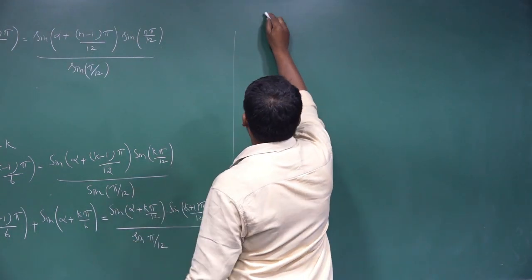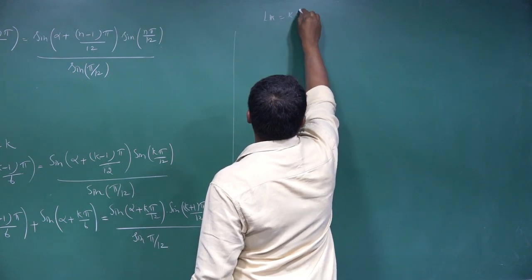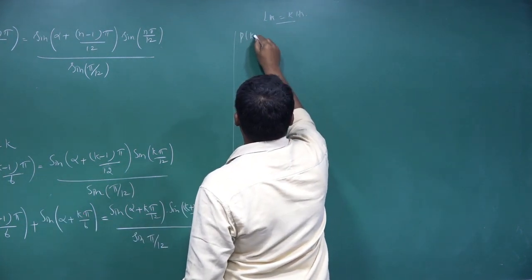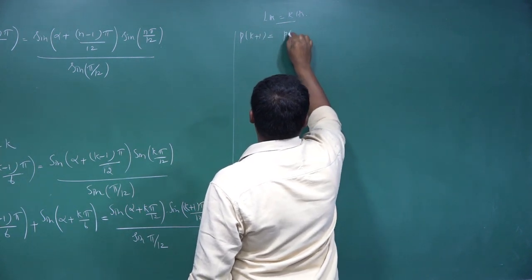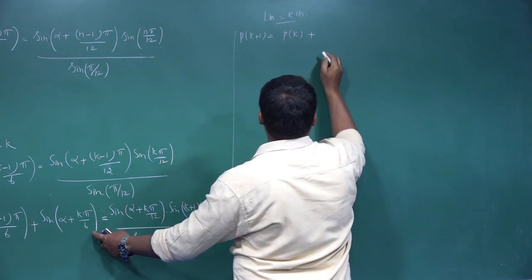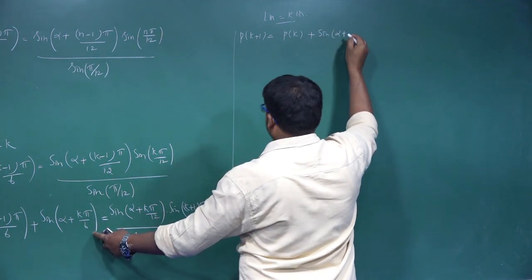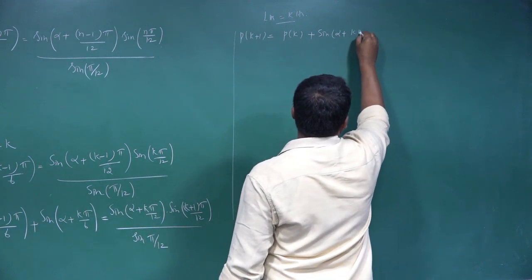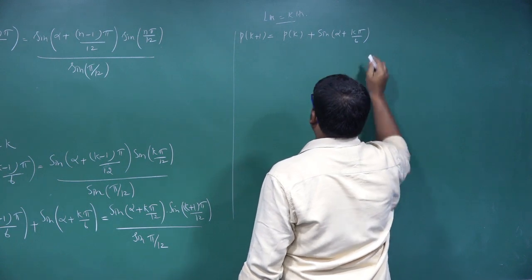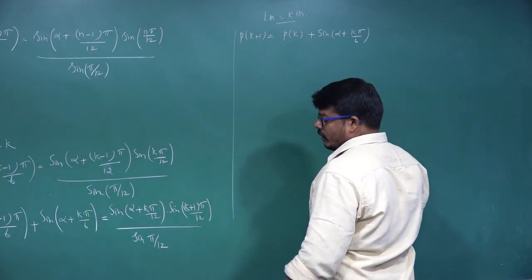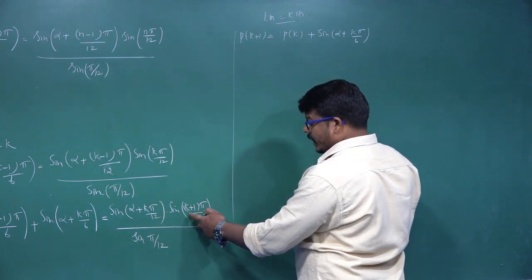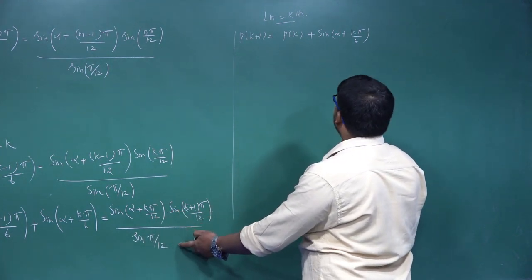Now take the value to prove LHS equal to RHS. Take LHS: write P of k plus 1 equal to P of k plus sine of alpha plus k pi by 6. That is P of k plus 1. You have to prove the right hand side is sine of alpha plus k pi by 12 into sine of (k plus 1) pi by 12, by sine pi by 12.